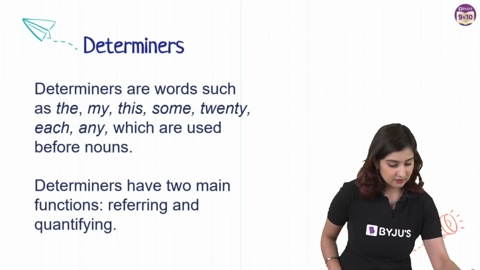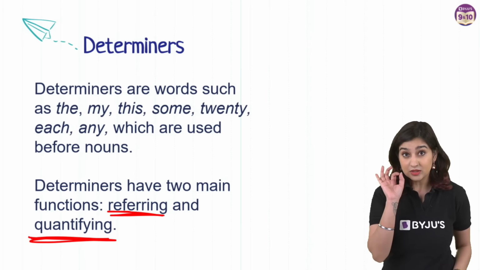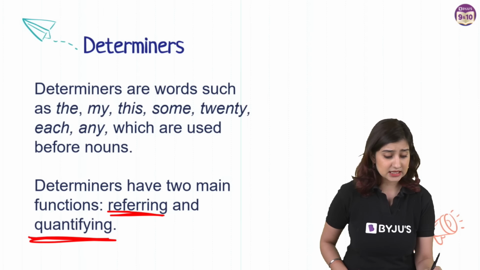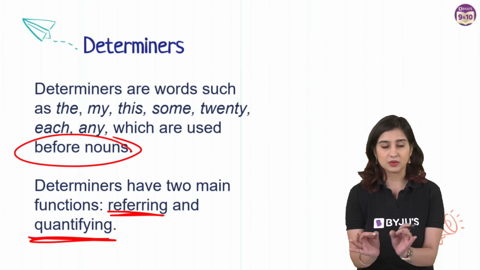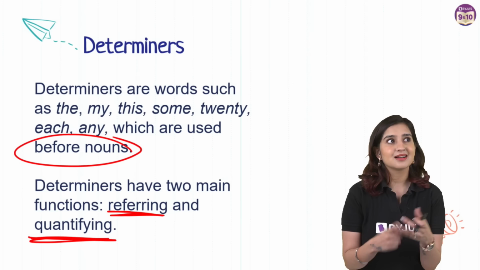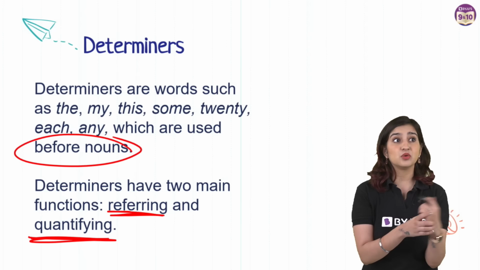So, three things that you will remember about determiners, which will help you recognize them instantly, is they come before nouns, okay? They either refer to the noun, they tell you something about the noun, or they quantify the noun. It will tell you how many nouns there are, or whose it is, or where it is. So, different things like, where is the noun, how many of the noun do we have, and whom does the noun belong to, theek hai? You remember these things, you will easily recognize determiners anywhere.